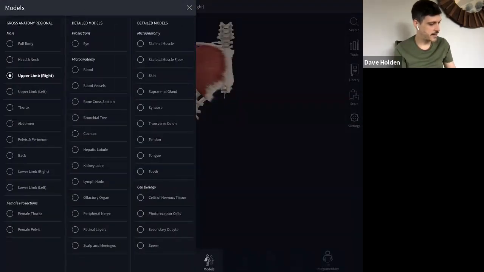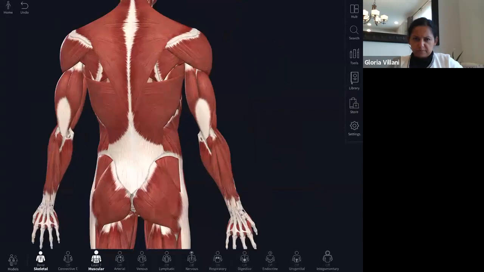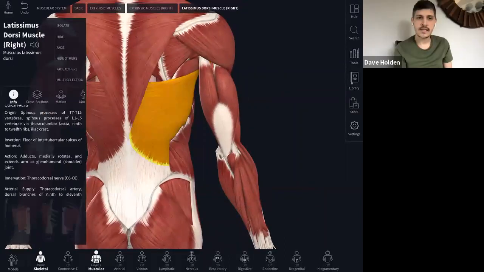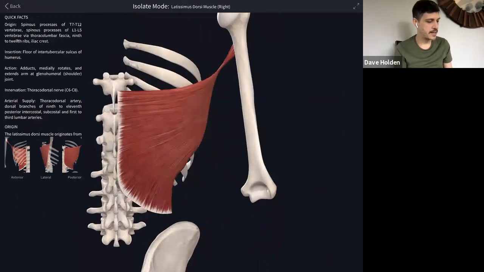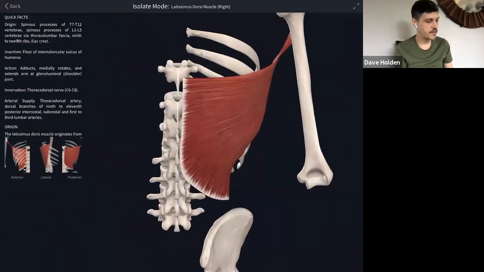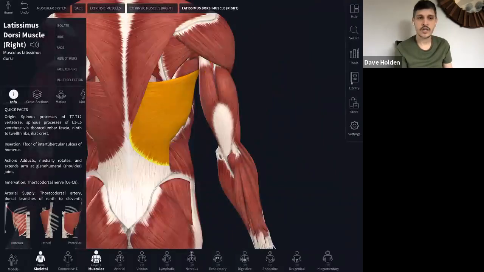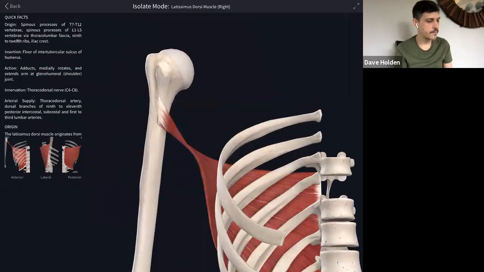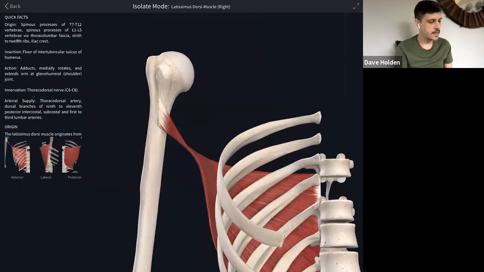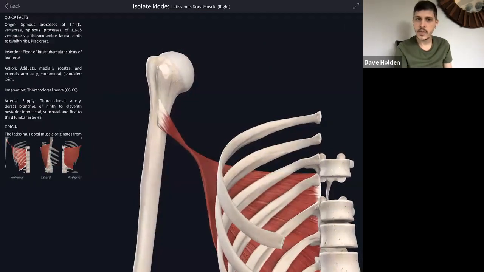So I'm going to go back to my full body model here. So here is latissimus dorsi. It originates along spinous processes, along the thoracolumbar aponeurosis. Lots and lots of origins. Only 1 insertion though. It inserts on the intertubercular groove, the groove between the tubercles.